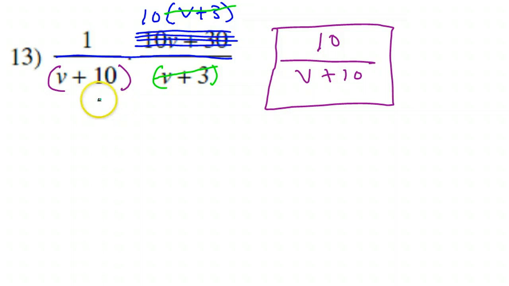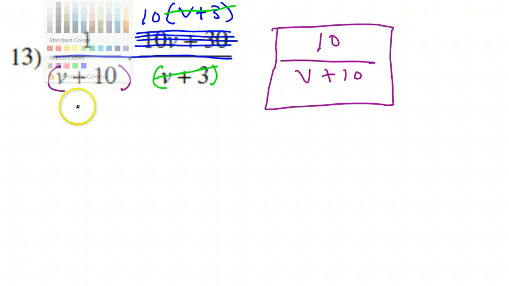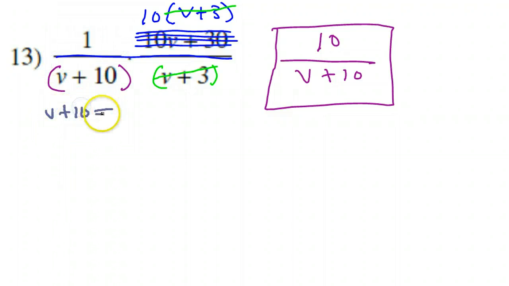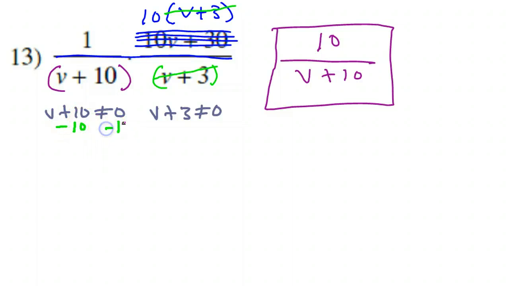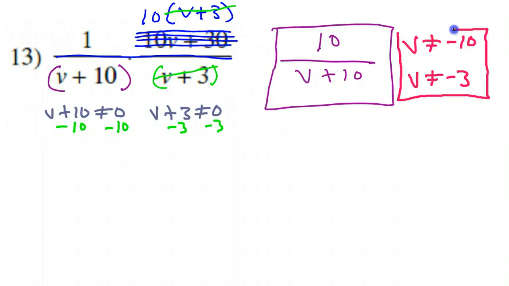Let us not forget the restrictions though. Neither one of these factors can equal 0. So v plus 10 cannot equal 0, and v plus 3 cannot equal 0. So subtracting 10 from both sides and subtracting 3 from both sides gives me that v cannot equal -10, and v cannot equal -3. So this is part of the answer, so don't forget it.